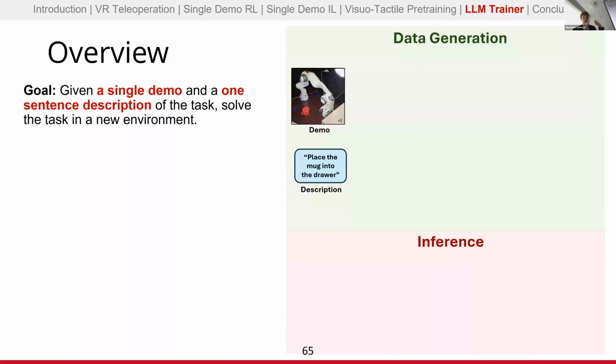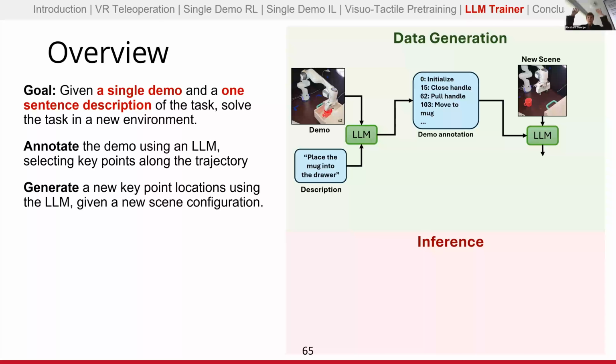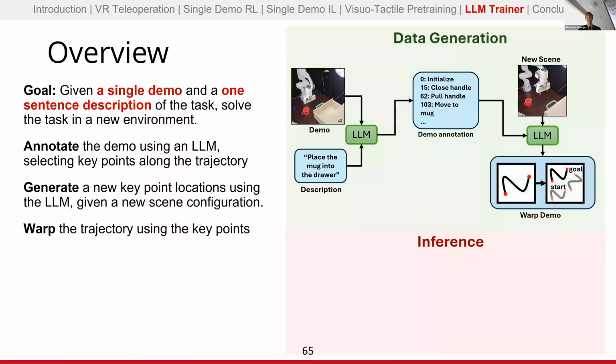Our goal here is to give a single demonstration and a one-sentence human description of the task, and then solve the task in a new environment. No manual annotation, no hard coding required. So given our demo and our description, we use an LLM to annotate the demo, choosing important key points and objects that are relevant to these key points along the trajectory. Once we have that annotation, we then generate a new scene, pass the new scene information to the LLM with this annotation, and query for how we want to adjust those key points that the annotation selected.